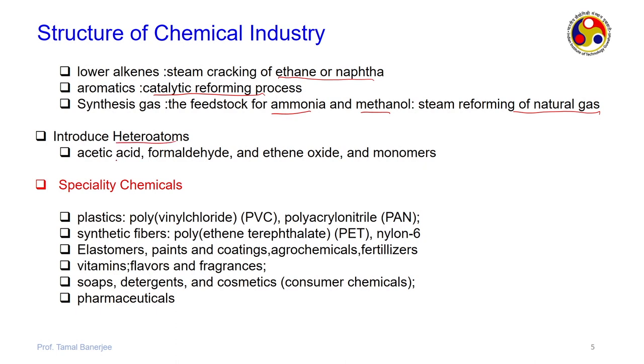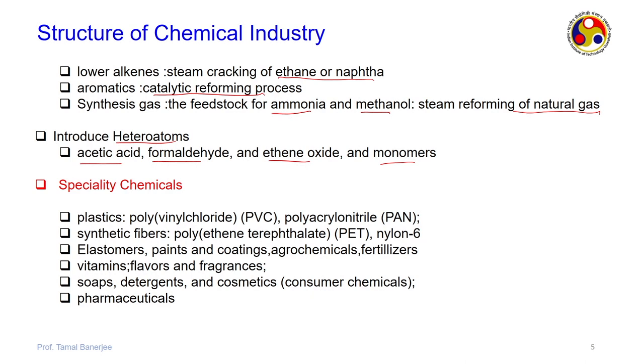When you add a heteroatom, you may form acetic acid, formaldehyde, ethene oxide, monomers. Ethene oxide is of huge use, because it helps us to get an epoxy ring. The epoxy ring helps us to add the oxygen atom. So, in many various reactions, we will be using this ethene oxide to add any oxygen atom.